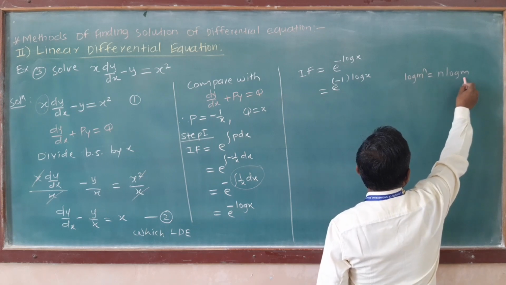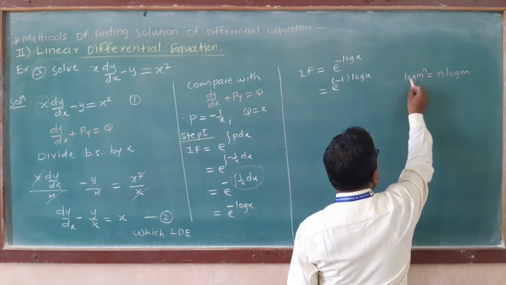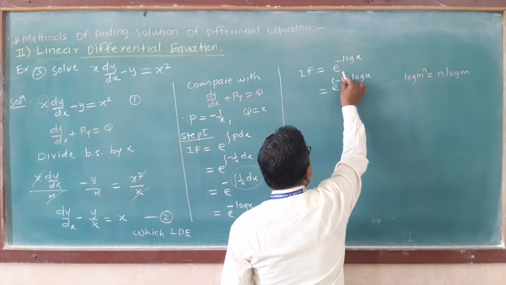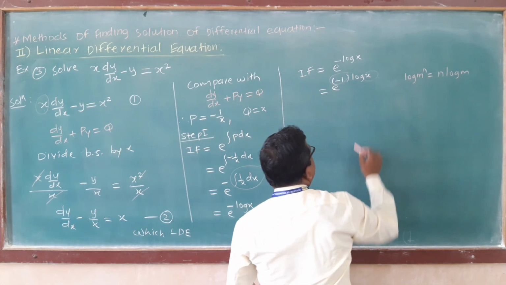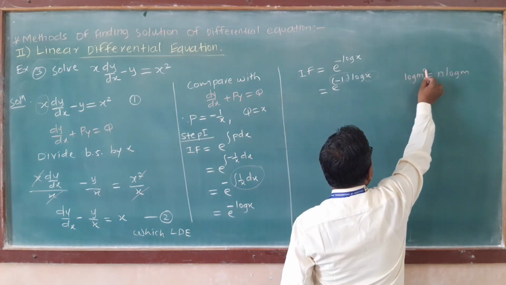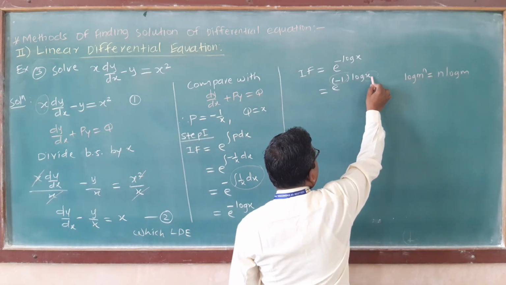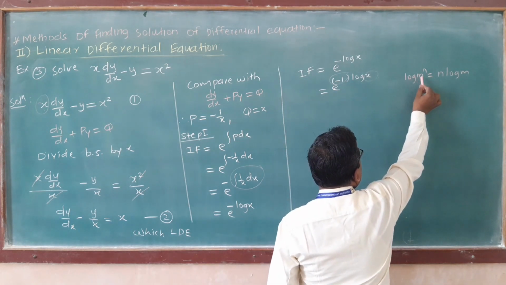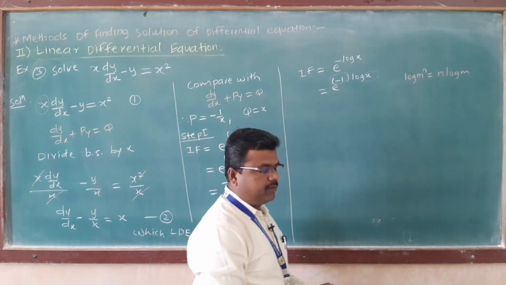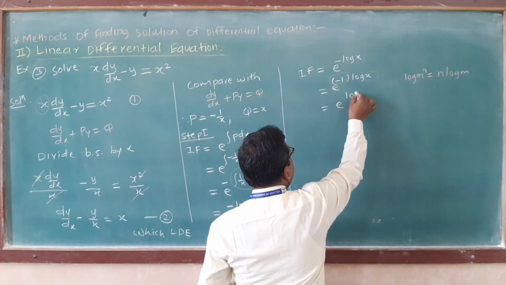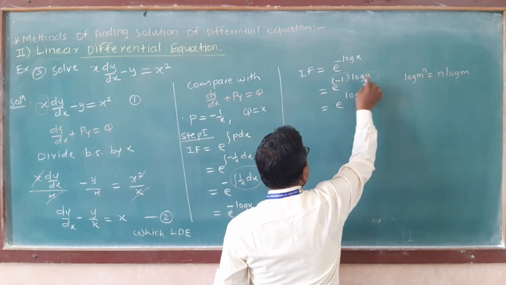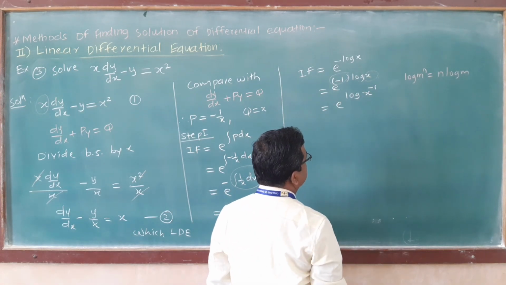किंवा n log m असेल तर आपल्याला या पद्धतीने लिहिता येईल log m raised to n. So this is in the form n log m. So we write this as log m raised to n. हे n log m आहे, आपण log m raised to n या पद्धतीने लिहूयात. So therefore this is equal to e raised to log of x raised to this m, means minus 1.